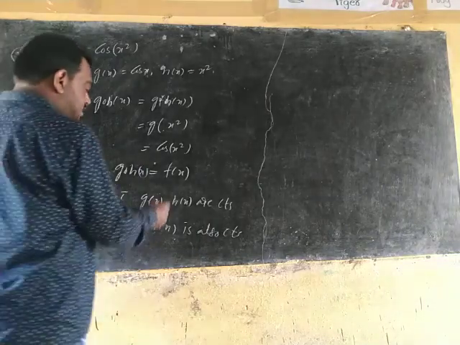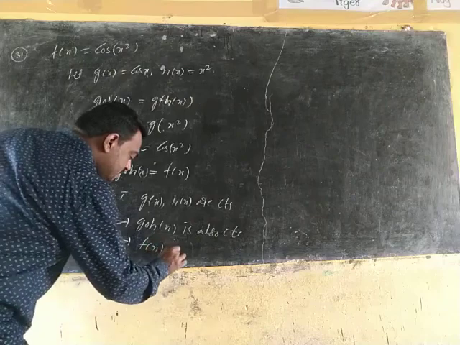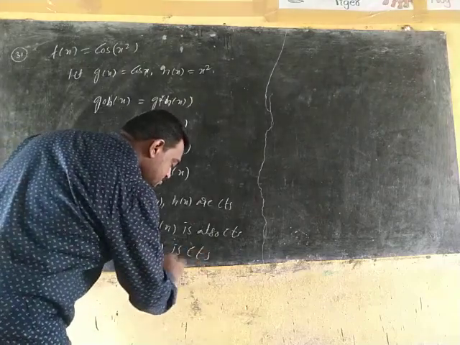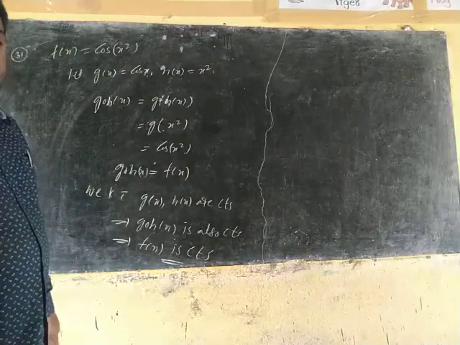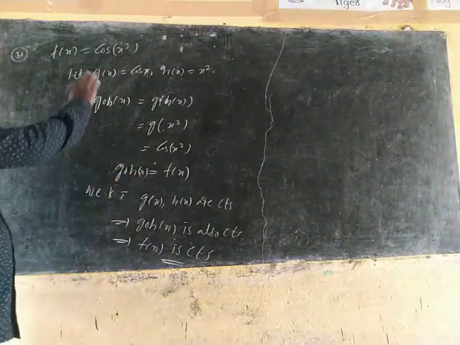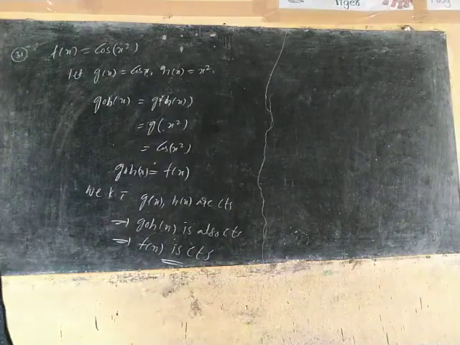So g circle h of x is nothing but f of x. So f of x is continuous. Like this we are proving. Understood? So this is the method to solve this question. Understood?